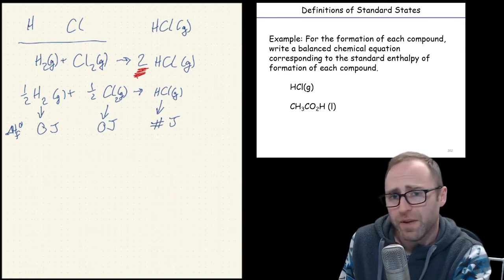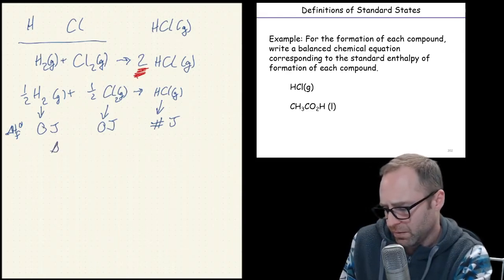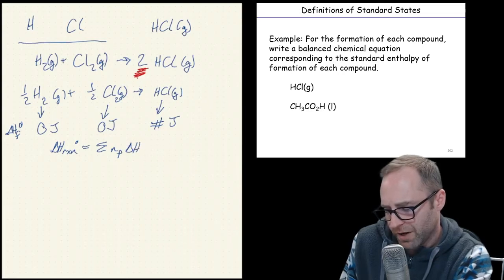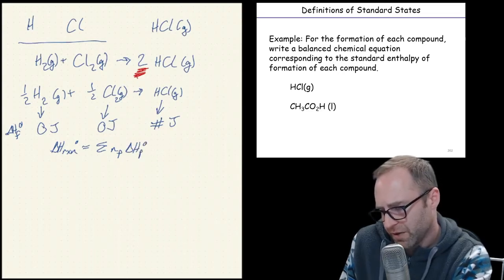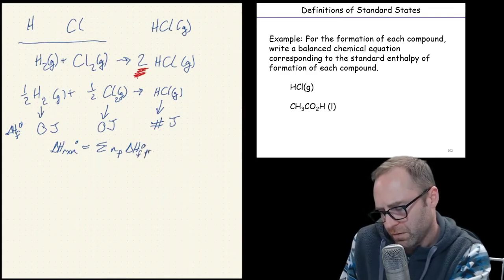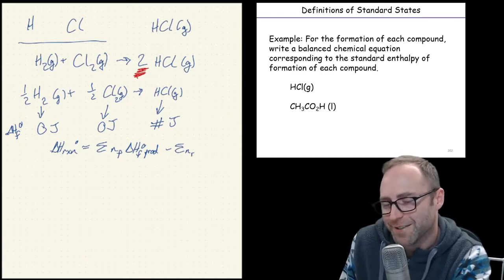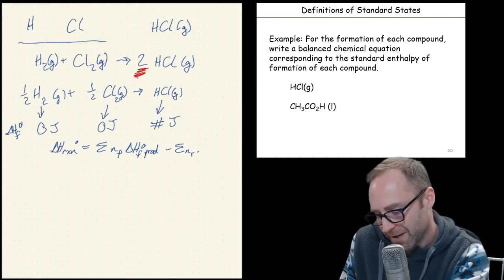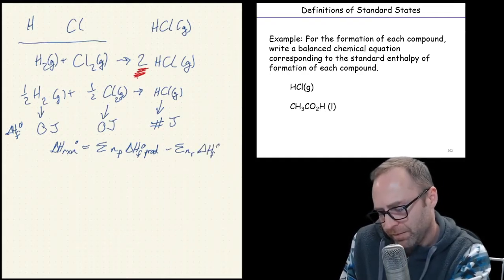What we could set up here then, though, is the enthalpy of reaction, and we can use that equation: the sum of the number of moles of our products times the enthalpy of formation of our products. Oops, let me get an F in there. There we go. Minus the sum of the number of moles of our reactants times the enthalpy of formation of our reactants.